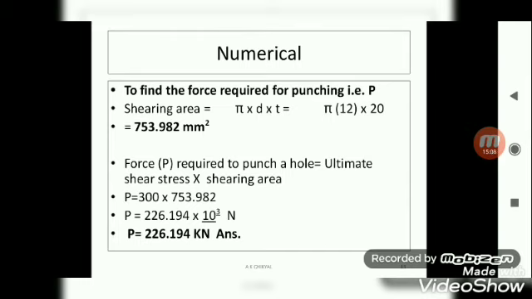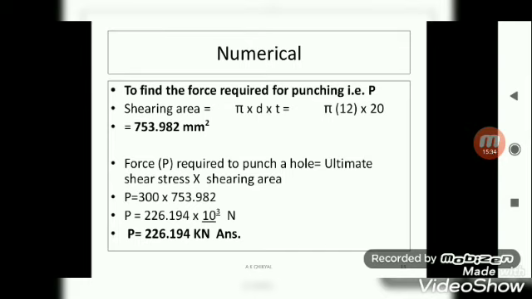Force P required to punch a hole is equal to ultimate shear stress into shearing area. P is equal to 300 into 753.982. P is equal to 226.194 kilonewton.